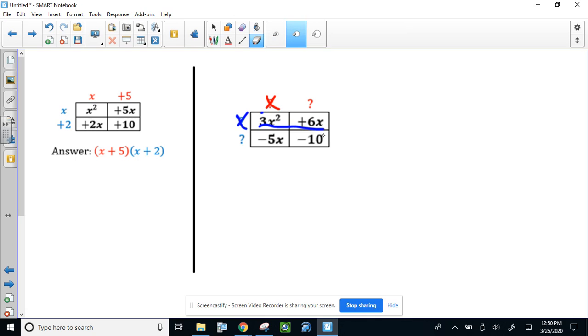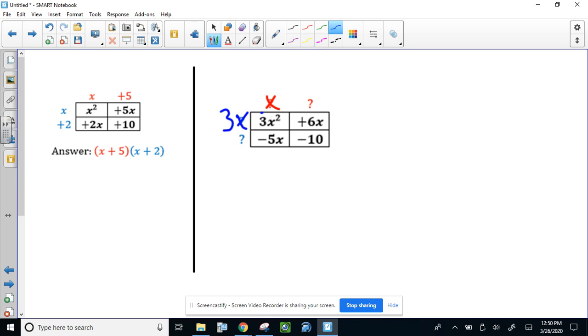So that means that in order to make a 3x squared, I need a 3, and I'm going to put it in the first row because 3 and 6 are in that row and they both have a common factor of 3. 3 goes into both terms. And then I can double check, does 3x times x make 3x squared? Yes, so my first box is complete.